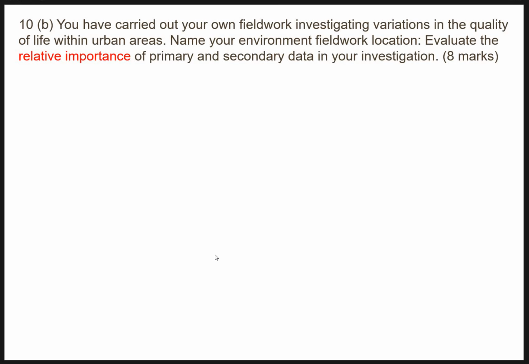So you have carried out your own fieldwork investigating variations in the quality of life within urban areas. For the students I'm currently teaching in South London, we are doing Bromley. You might be doing another urban area somewhere in the UK. You obviously need to know about your field location and what you did and the research, the investigation you carried out.